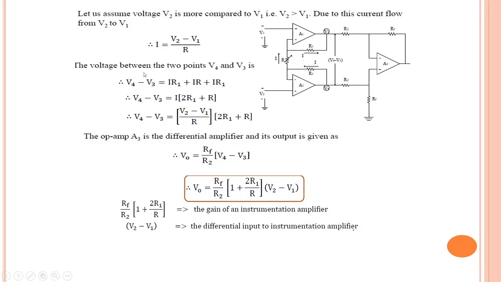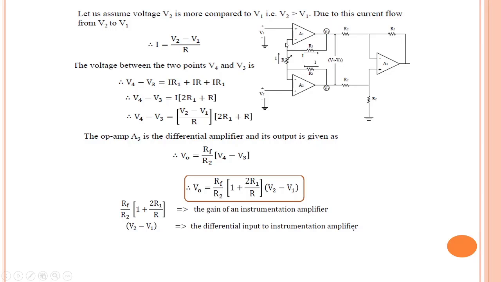The voltage between the two points, V4 and V3, can be given as V4 minus V3. Since we assume V2 is greater than V1, V4 minus V3 is nothing but the drop across R1 plus the drop across R plus the drop across the other R1. So it can be written as I times R1 plus I times R plus I times R1.